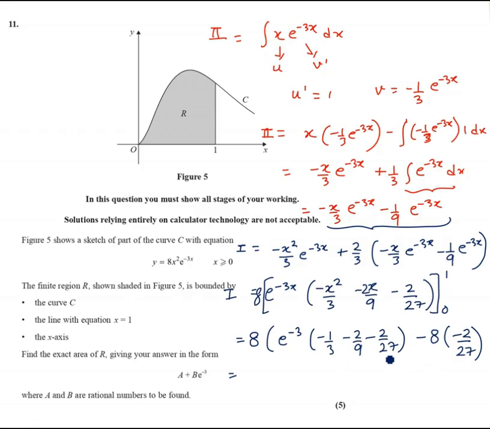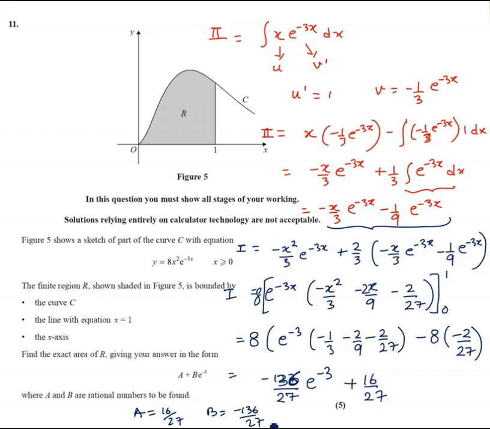That gave me minus 17 over 27, and if we times by 8, that gave me minus 127 over 20, no, minus 136, sorry, 136 over 27 e to the power minus 3. Minus becomes plus, 8 times 2 is 16 over 27. That means a will be 16 over 27 and b will be minus 136 over 27.